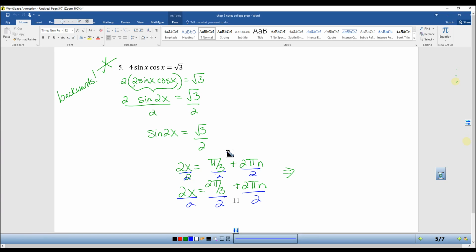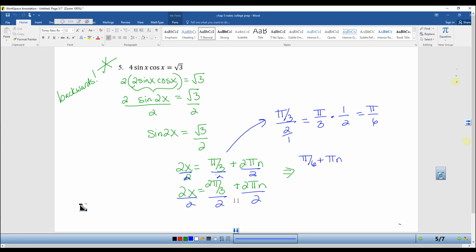So of course, now people get stuck. They don't know how to divide pi thirds divided by 2. So my recommendation is that you make this into a fraction, and then you keep the top fraction, you change it to multiplication, and you flip the second one, or flip and multiply, and you get pi 6. So this one becomes pi 6 plus pi n.